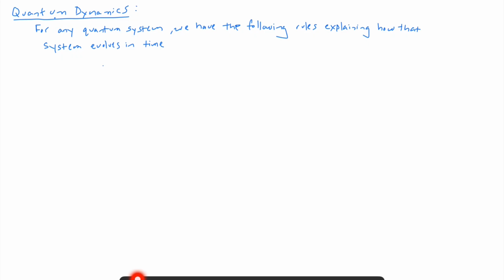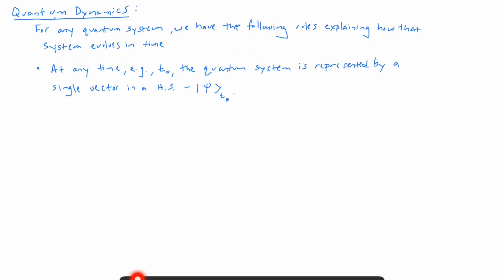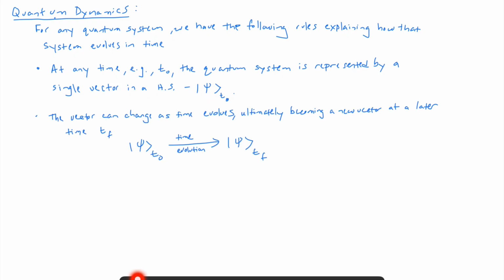Remember, in quantum mechanics, for any quantum system, we have the following rules explaining how that system evolves in time. At any given time, for example t_0, the quantum system is represented by a single vector in a Hilbert space. Here I wrote psi at the time t_0. This vector, which we also call a ket in our Hilbert space, can change as time evolves, ultimately becoming a new vector at a later time, t_f. So you start with this vector in your Hilbert space, but something happens as time changes, and at a different time the whole state of the system can be represented by this different ket, psi at t_f.